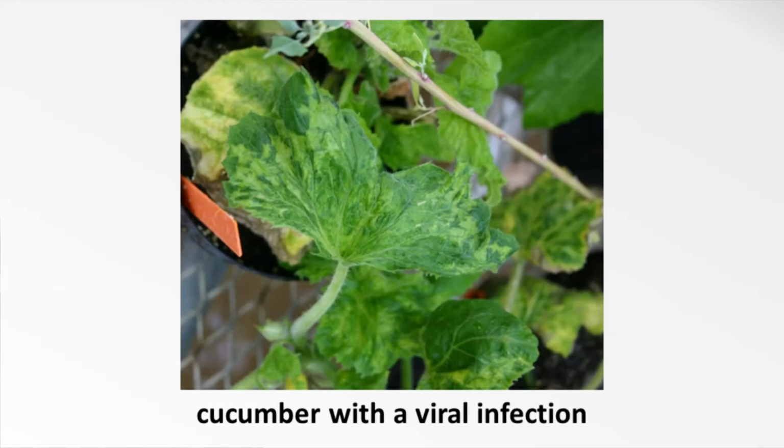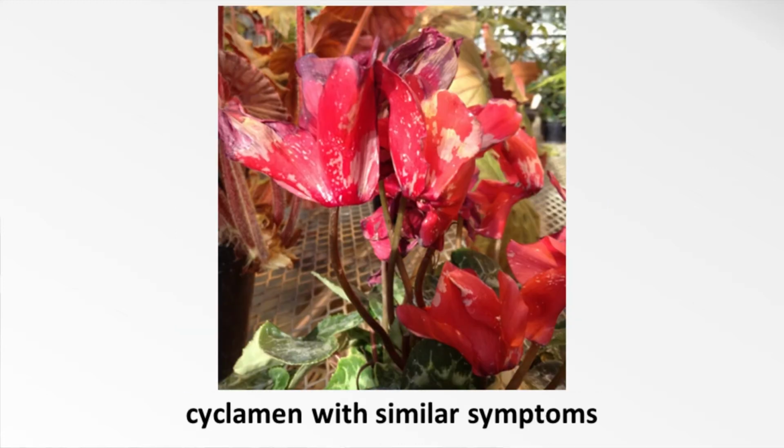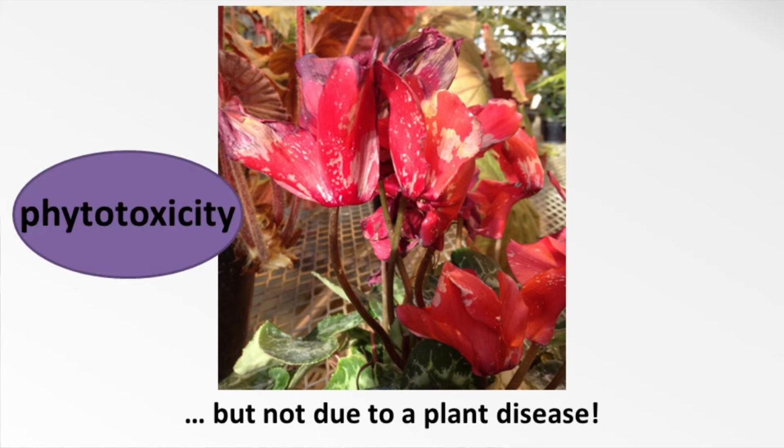This first image is a virus on a cucumber. The distorted leaves and discoloration are fairly typical of a viral infection. The second image is of a cyclamen plant, and it also shows discoloration and distorted growth. However, there's no disease on this plant. Instead, what you see is phytotoxicity. A pesticide used to kill insects also caused damage to the plant tissue.